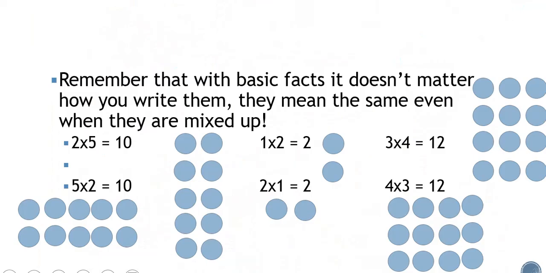And these are the ones that I introduced to you on Monday. 2 times 5 is the exact same as 5 times 2. It both gives us the answer 10. 1 times 2 is the same as 2 times 1. 3 times 4, same as 4 times 3. It doesn't matter how you write them or draw them, as long as they are the same two numbers. You can put them backwards, you can swap them around. They will always give you the same answer. Hopefully that makes a little bit of sense.